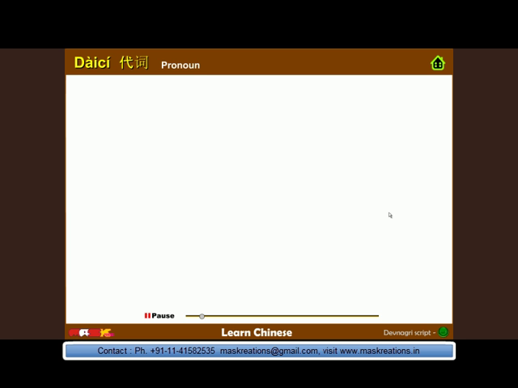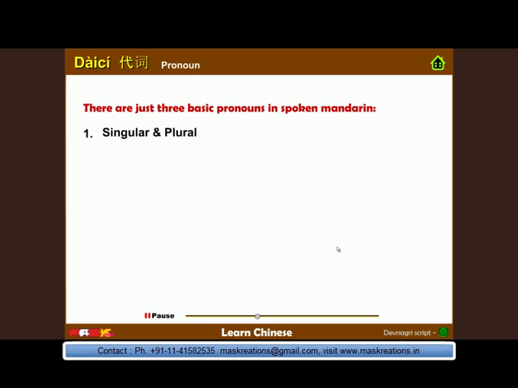There are just three basic pronouns in spoken Mandarin. Singular and plural.